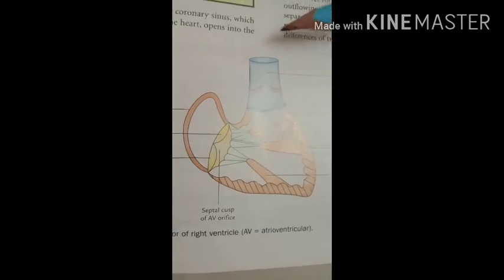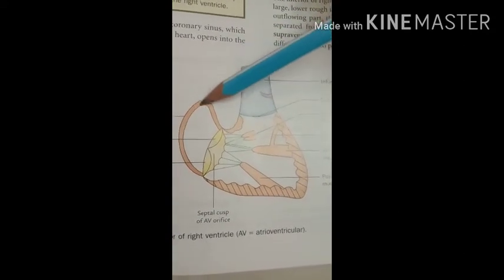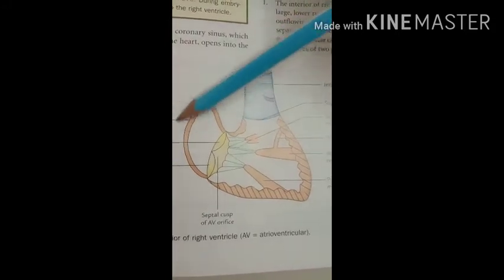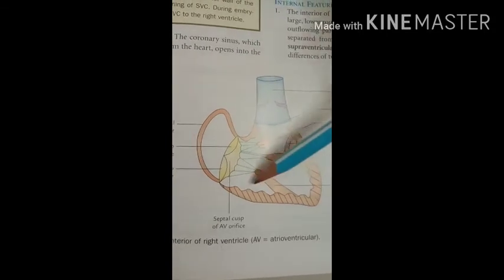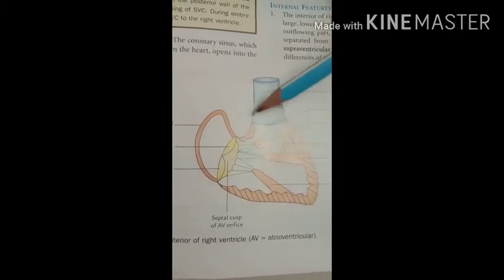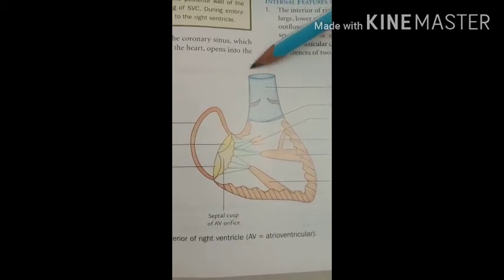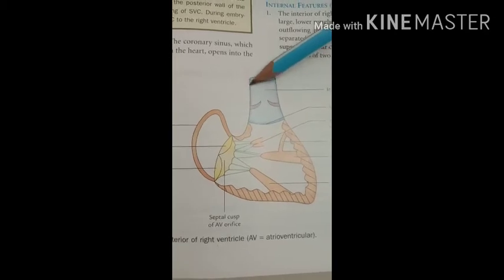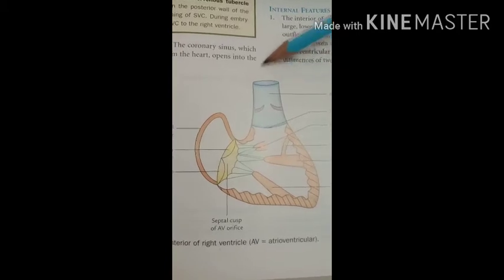Then the interior of the right ventricle has two parts, the inflowing part, this one, and the outflowing part, this one. The inflowing part is rough, this whole brownish part, due to the presence of muscular ridges called trabeculae carneae. The outflowing part, this part, is also called the infundibulum. It is smooth, forms the upper conical part, and gives rise to the pulmonary trunk.